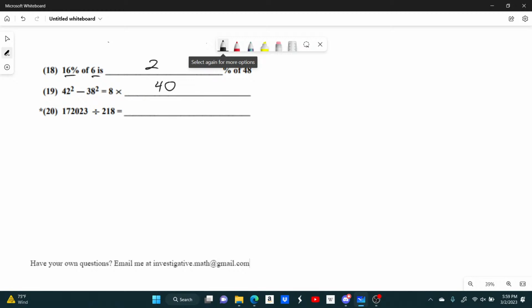All right, number 20. 107. Oh, these ones are actually annoying. 172,023 divided by 218. Okay, what can we do here? Let's see. Estimations are definitely my weakness, and I know they're a lot of people's weakness. So 172,023 divided by 218.